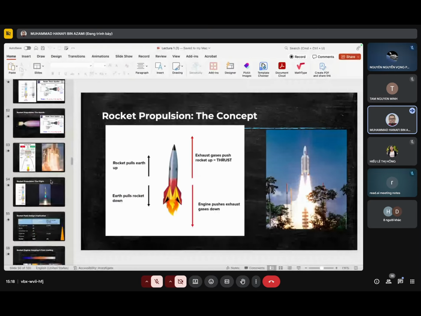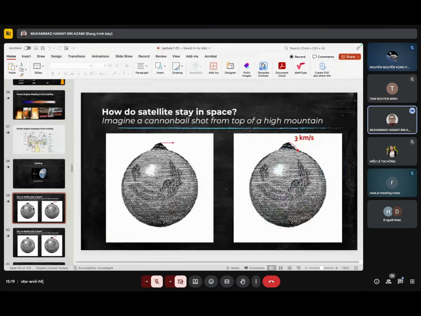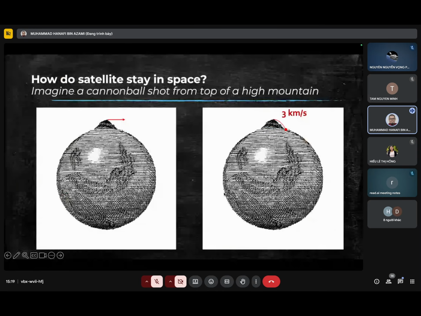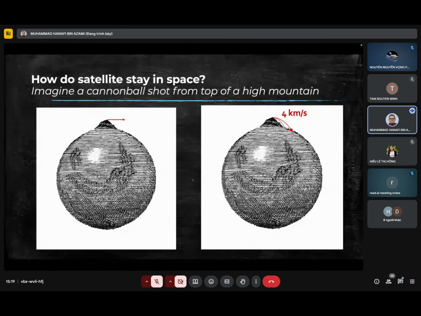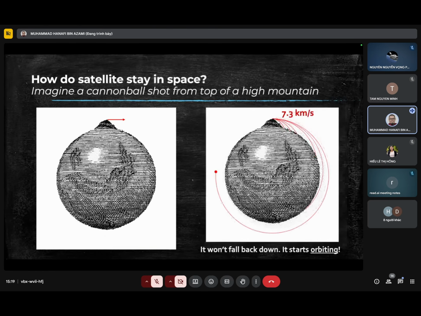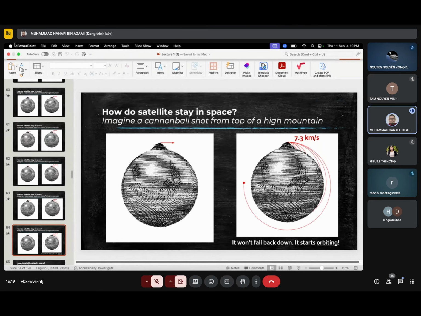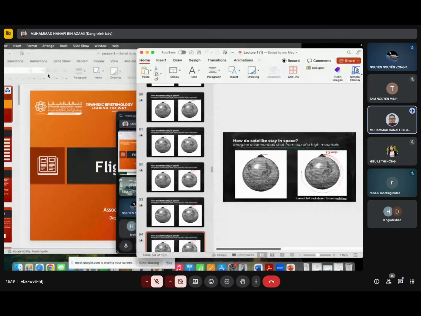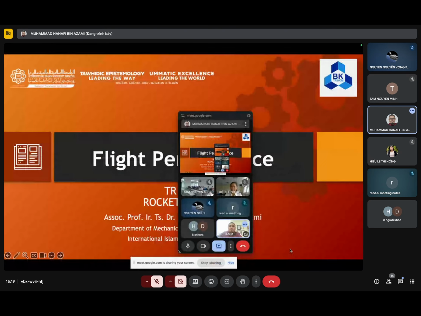And just to recap this slide. When you go up into the mountain and you throw something, for example a stone, at 3 kilometers per second, it will drop. And if you throw much faster, at 5 kilometers per second, it drops further, 6.5 kilometers further, until you achieve what we call the escape velocity. So it won't fall back down, and it starts orbiting. This is what we call the escape velocity. All right. So now we want to know how these things happen. So this is today's chapter. All right. Flight performance.